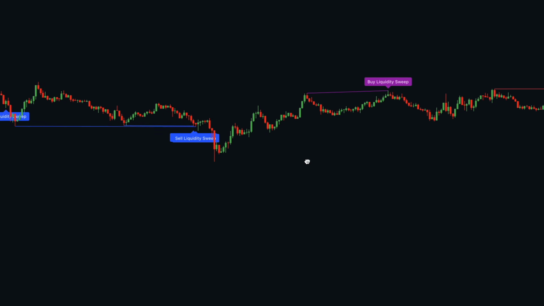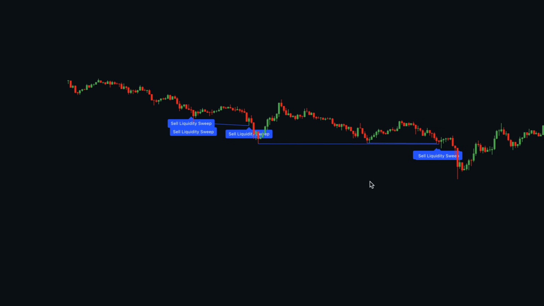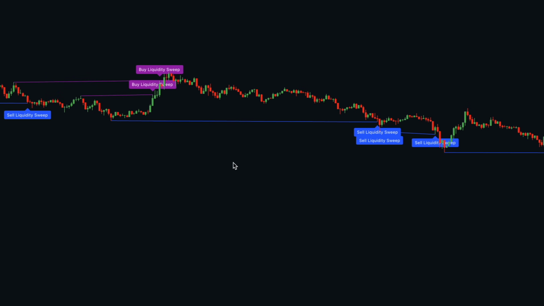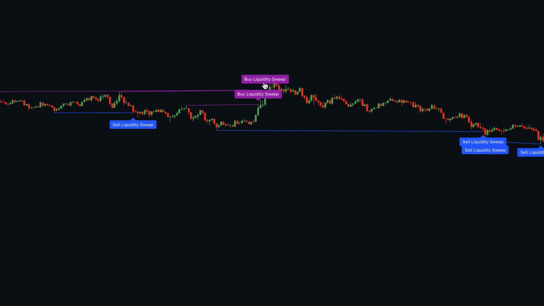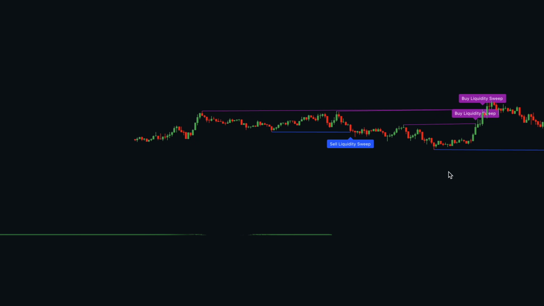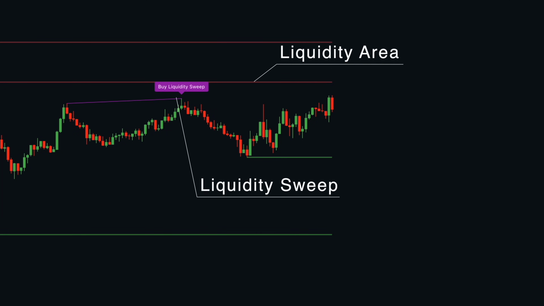The script highlights pivot points and draws support and resistance lines based on user-defined parameters. When a liquidity sweep occurs, the script dynamically adjusts the displayed lines and provides annotations, signaling potential buying or selling opportunities. Liquidity areas waiting to be swept are shown as pivot high in red and pivot low in green.